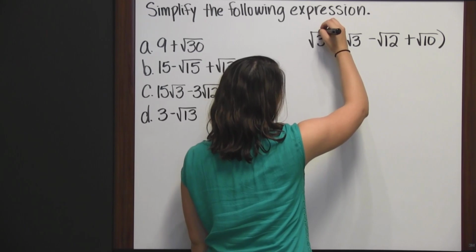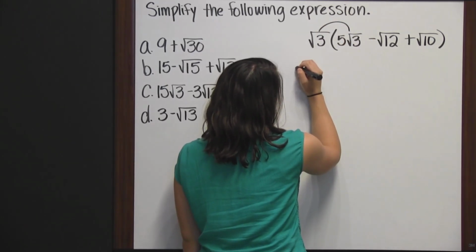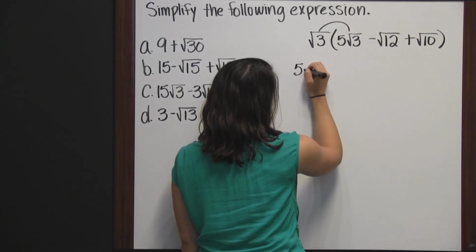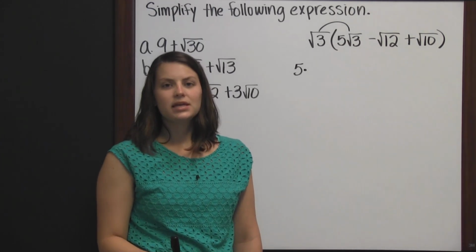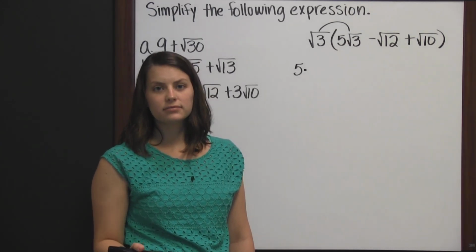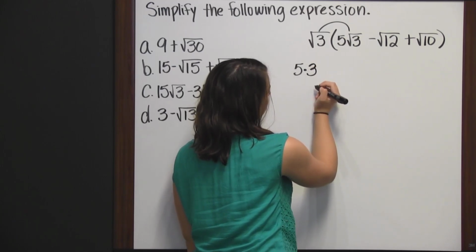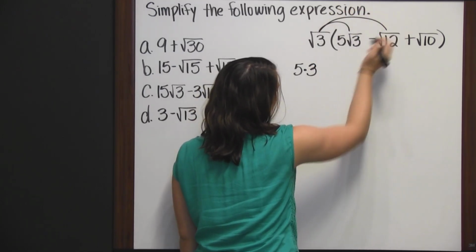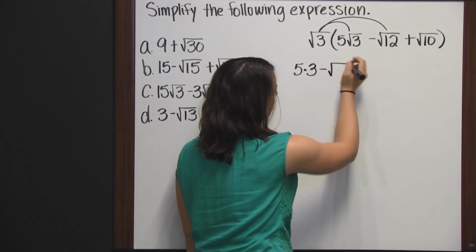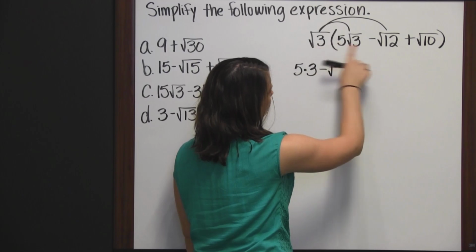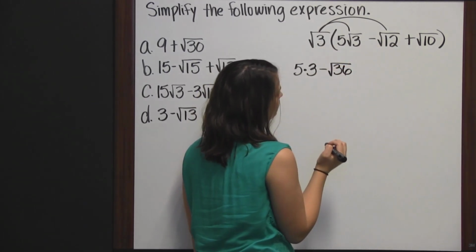So I'll start by multiplying the square root of 3 times 5 square roots of 3. So that's 5 times, and then the square root of 3 times the square root of 3 is the square root of 9, which is 3. So that's 5 times 3. The square root of 3 times the negative square root of 12 is the negative square root of, and you just multiply your numbers under the square root. So 3 times 12 is 36.